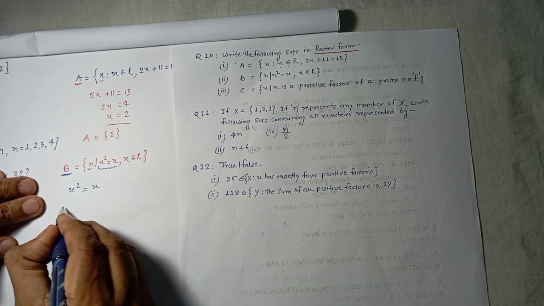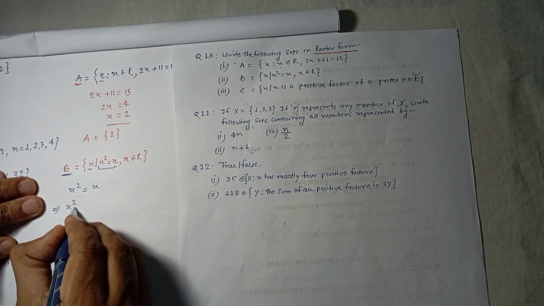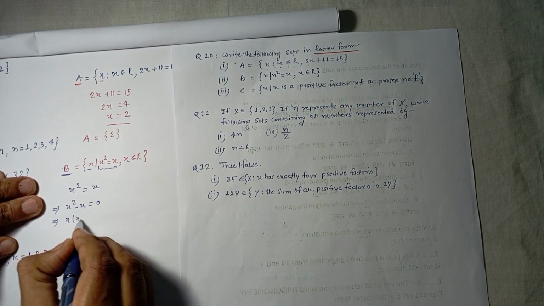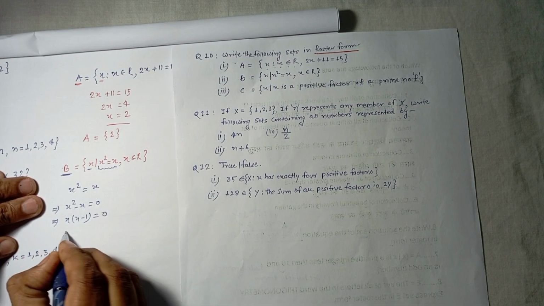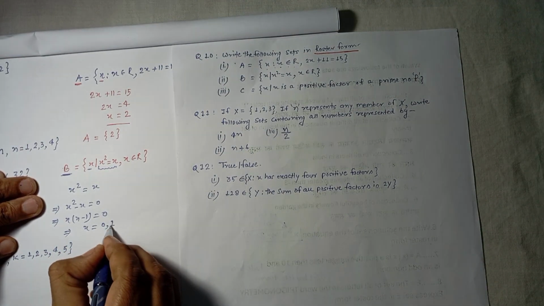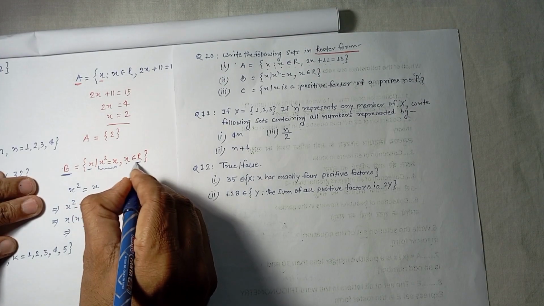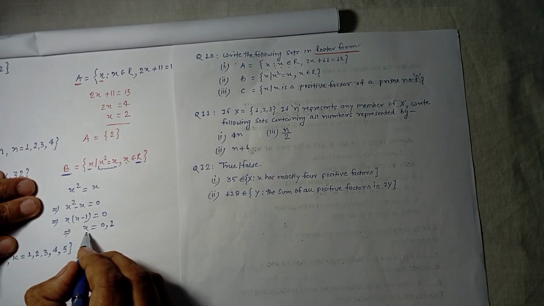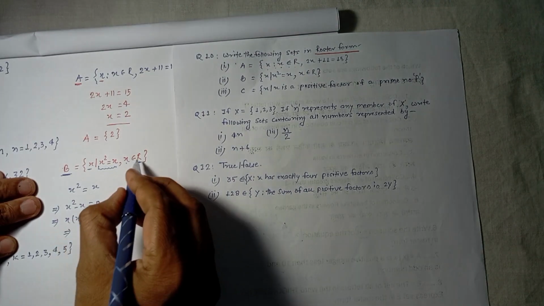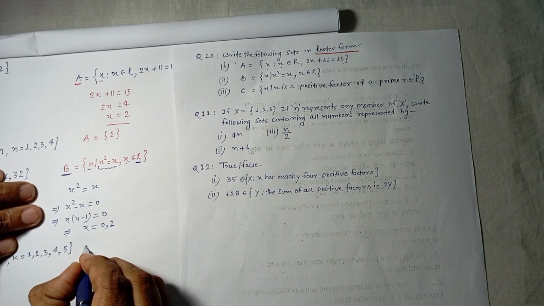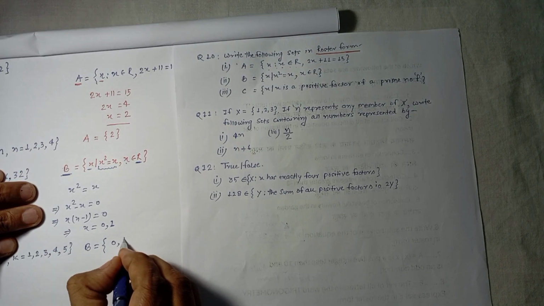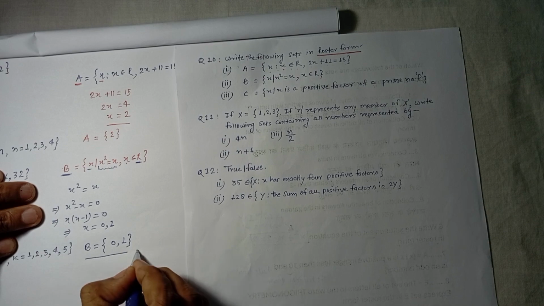By solving this equation, x square minus x is equal to 0, which implies that x(x minus 1) is equal to 0, which again implies that x is equal to 0, 1. At the same time, x must be a real number, and now you can see that the values of x, which are 0 and 1, are real numbers. So we can express set B in the roster form as {0, 1}. And this is the answer.